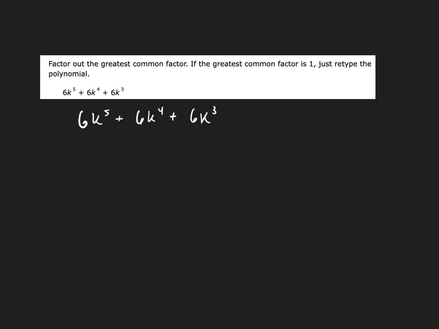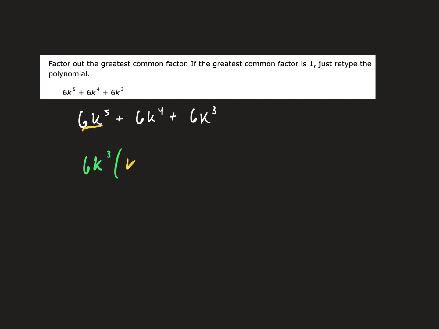This one's actually not too bad. And then this first term has 5 k's, and this one has 4 k's. This one has 3 k's. So what do they all have? They all have at least 3. So I can take out 3 k's. So 6k cubed is going to come out. Well, what multiplied 6k cubed to get what we have? And so again, the idea here is 6k cubed times what is 6k to the 5th? Well, I need 2 more k's.